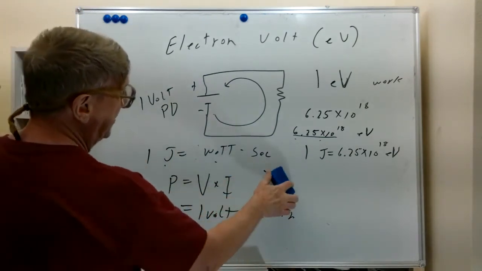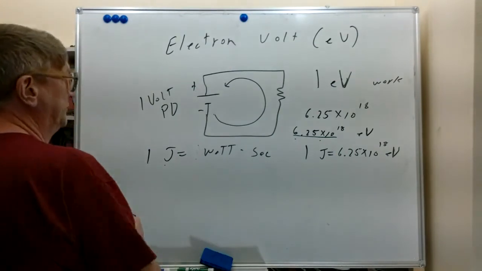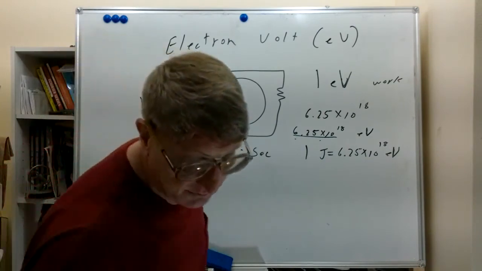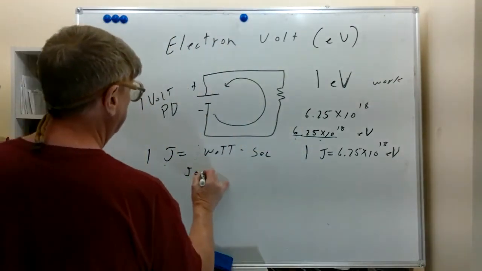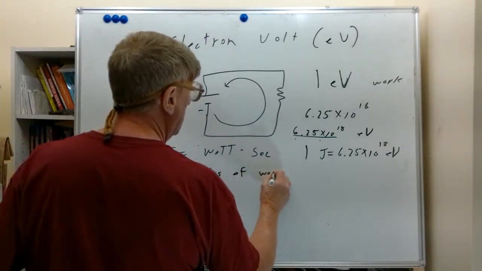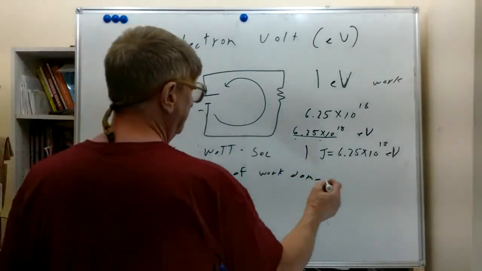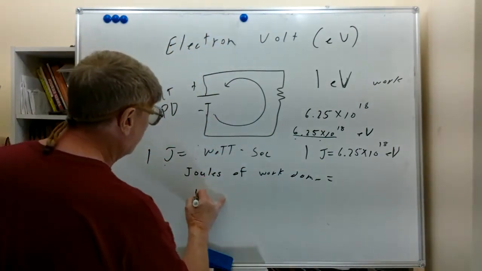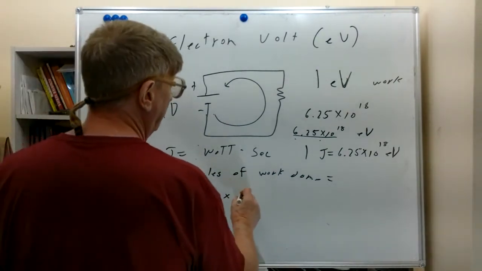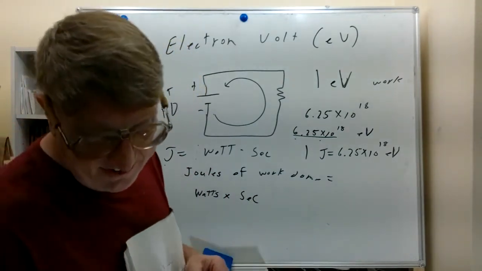And that's why we can say that joules of work done, let's write that down, joules of work done, equals the rate of doing work. The rate of doing work is watts times the number of seconds. So that's kind of how all this stuff ties in together.